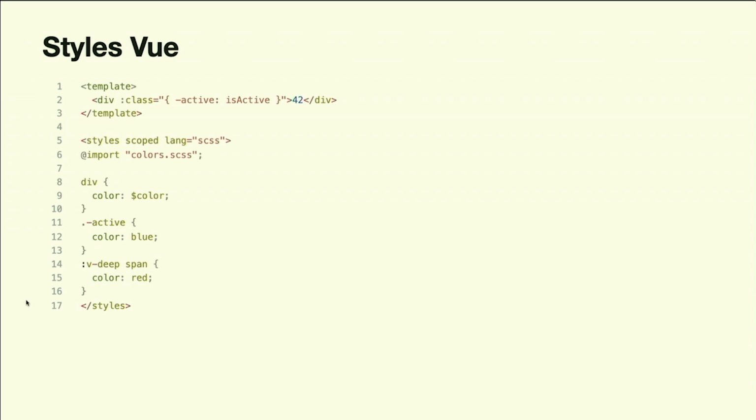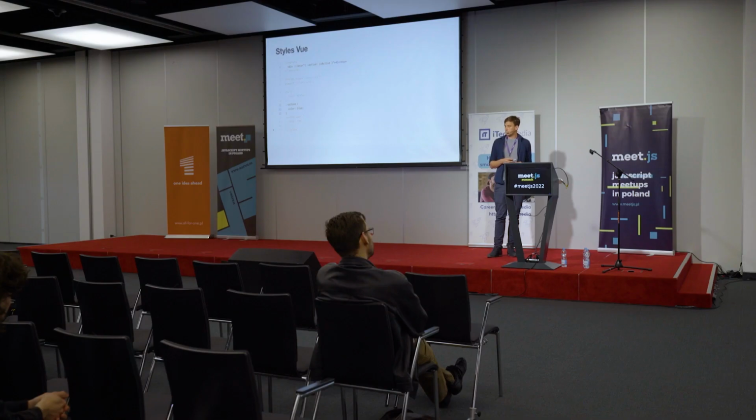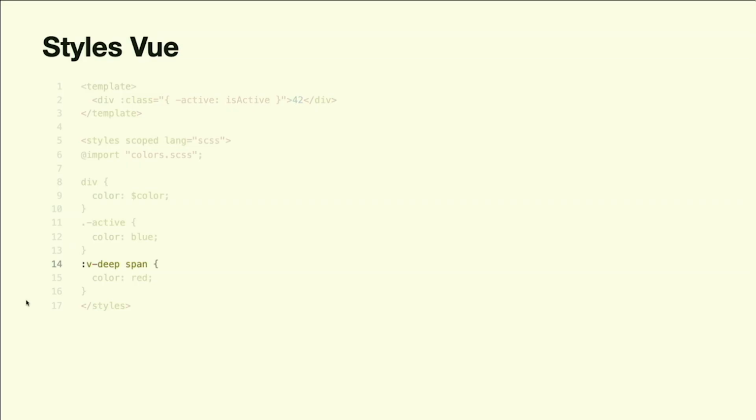There is a separate styles section in the template. We can scope it very easily with just an attribute and use CSS, SCSS or Less language. Conditional styling is a little bit harder, but it's not impossible. Also, we can use something like v-deep to style all of the component's descendants. Unfortunately, there is no way to style ancestors from one component.